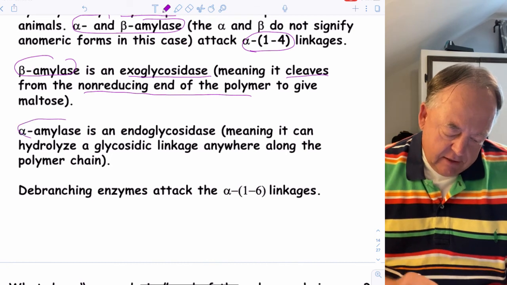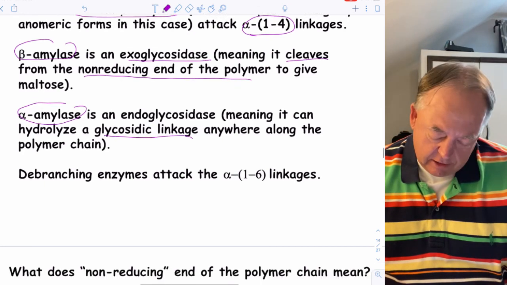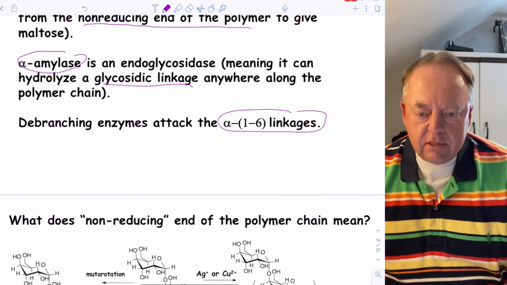Alpha amylase is an enzyme that can cleave at any glycosidic linkage anywhere. And then you have what are known as debranching enzymes, which can cleave the alpha-1,6 linkages.